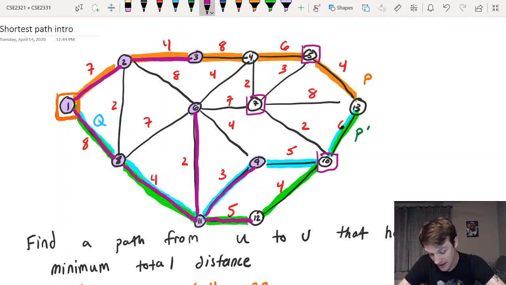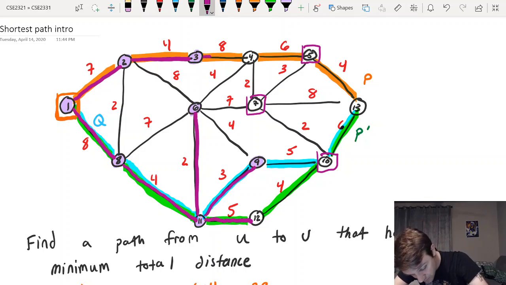Now let's check what else we have. We have node 7 here with a cost of 15 plus 7, which is 22. We have node 4 up here, which has a cost of 11 plus 8. That's a cost of 19. And we have node 10, which has a cost of 20. So 19 appears to be the winner.